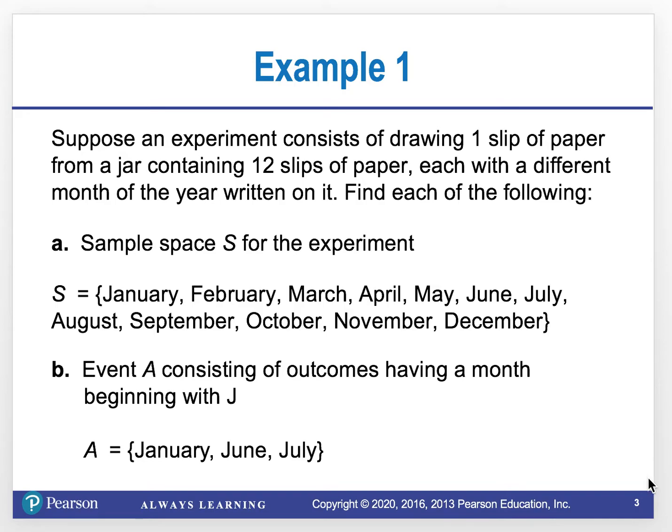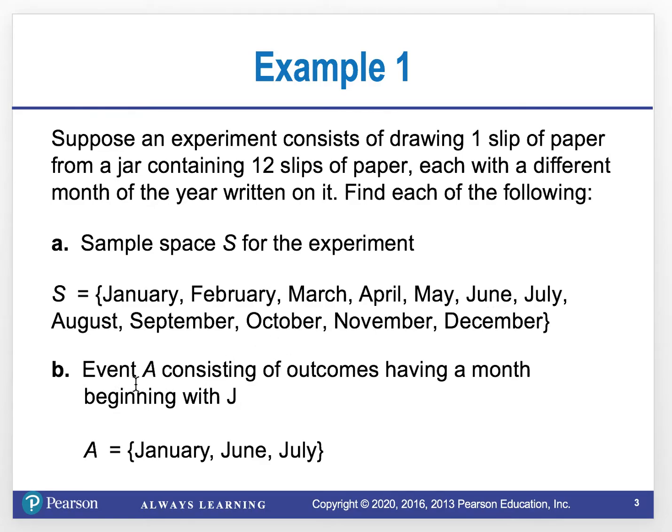Okay, suppose an experiment consists of drawing one slip of paper from a jar containing 12 slips of paper, each with a different month of the year written on it. Find each of the following. Okay, so it says find the sample space. Well, remember the sample space is everything that's possible. And so it would be every month of the year, January, February, March. That's what's in the jar on every slip of paper.